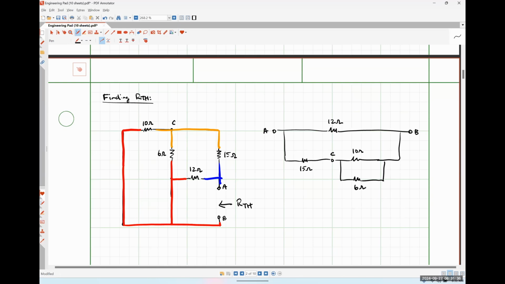So 10 and 6 in parallel is 60 over 16. 60 over 16 plus 15. So let's see, 60 over 16 plus 15 is 75 over 4. That's in parallel with the 12. So I'm just going to do answer times 12 divided by answer plus 12. And I get a resistance of 300 over 41 ohms. Anybody cares to throw that in their calculator and verify I didn't make a mistake? Go nuts.